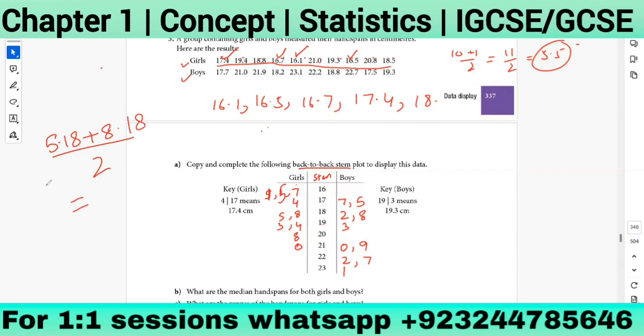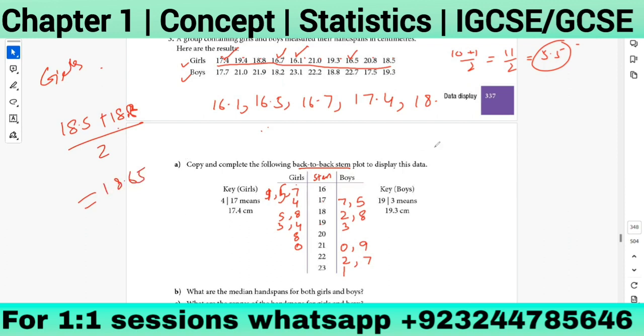Sorry, even I have written it wrong. It should be 18.5 plus 18.8 divided by 2. Okay, 18.65. That is the median for the girls.